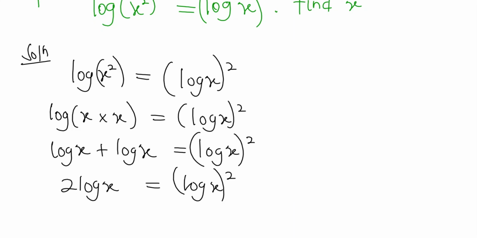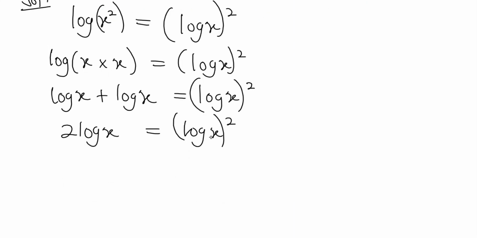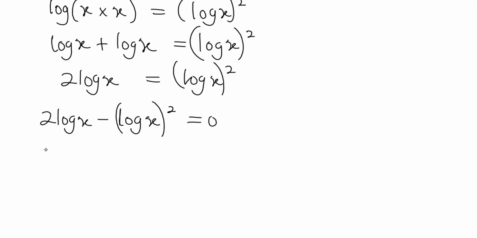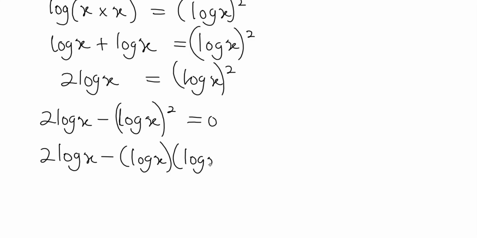Here we can group like terms by transposing (log x) all squared to the left hand side. So we maintain 2 log x and bring (log x) all squared here, and now we equate to 0. We can also expand (log x) all squared, so we have 2 log x minus log x, being multiplied by another log x. Now we are equating them to 0.